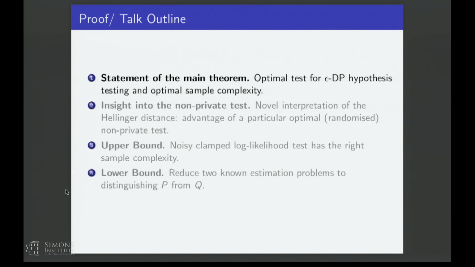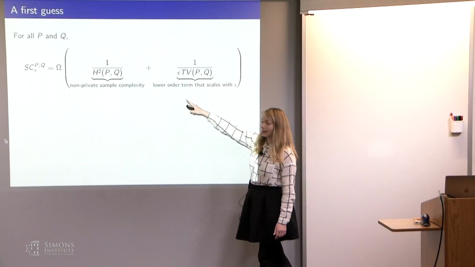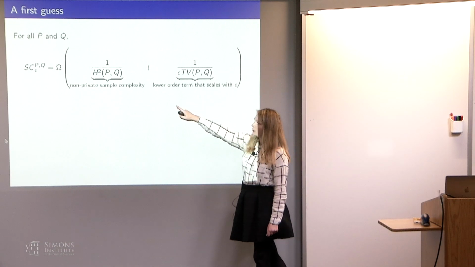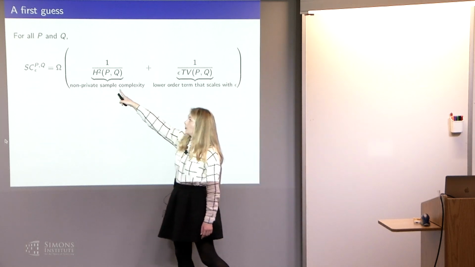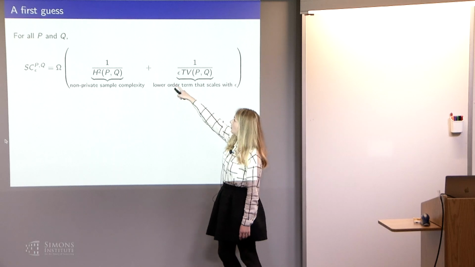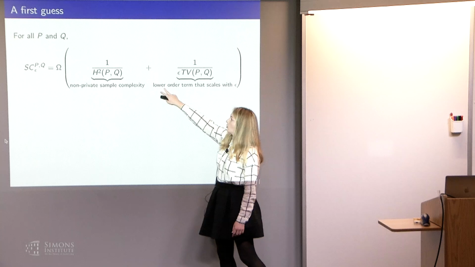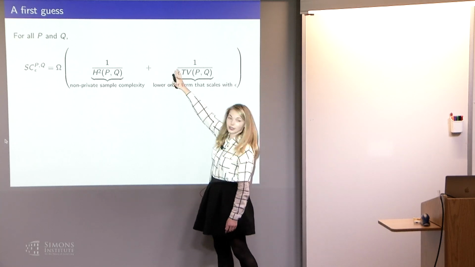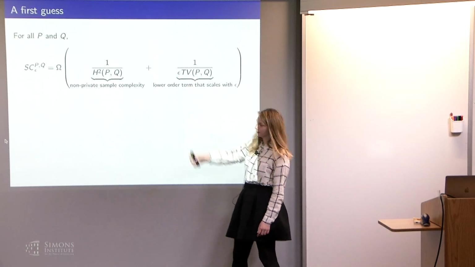Okay, so this is not quite true. I'm actually going to lead up to the statement of the theorem. So first, let's talk about what your first guess might be. It's easy to prove that this is a lower bound. So my private sample complexity is definitely bigger than this: my non-private sample complexity plus 1 over epsilon times the total variation distance. And why this says lower order here is because if I got rid of this epsilon, the first term would always dominate the second term.